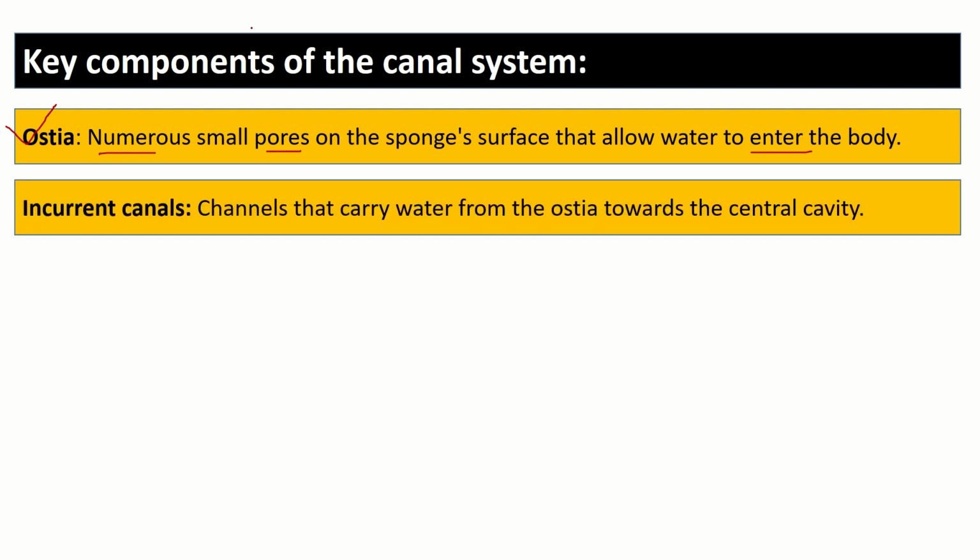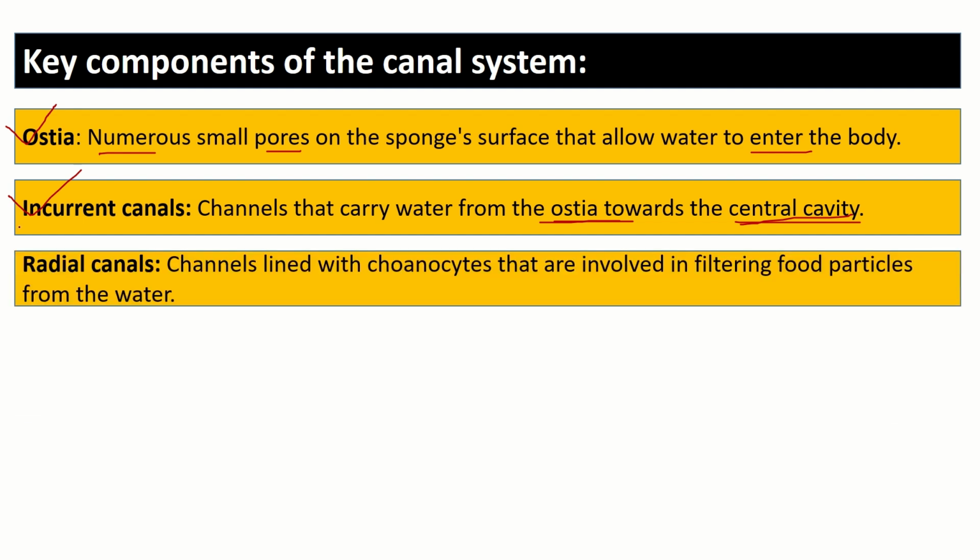Second one is the incurrent canal. Incurrent canals are channels that carry water from the ostia to a central cavity. From the ostia to a central cavity, water is carried with the help of a particular type of canals or channels, which are called incurrent canals. Number 3, radial canals.